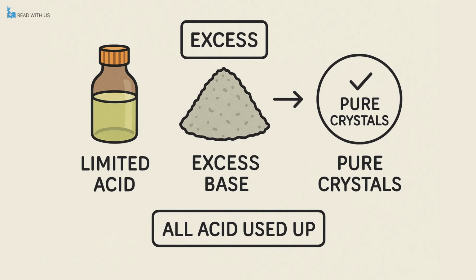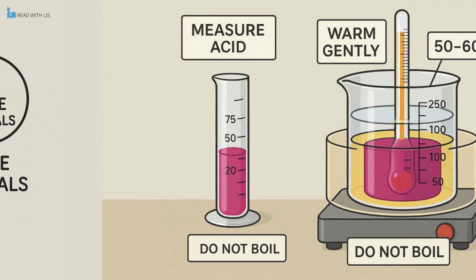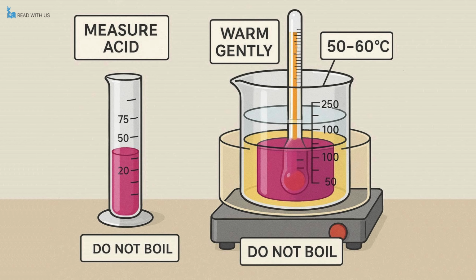The key idea is to react a known excess of the insoluble base with a limited amount of acid so that all the acid is used up and no acid remains in the final crystals. First, pour a measured volume of dilute sulfuric acid into a beaker and warm it gently with a water bath or hot plate to about 50 to 60 degrees Celsius to speed the reaction without boiling.